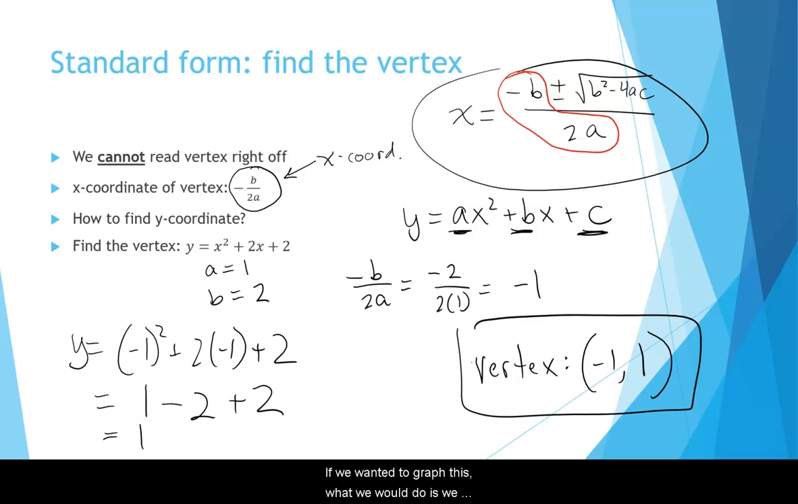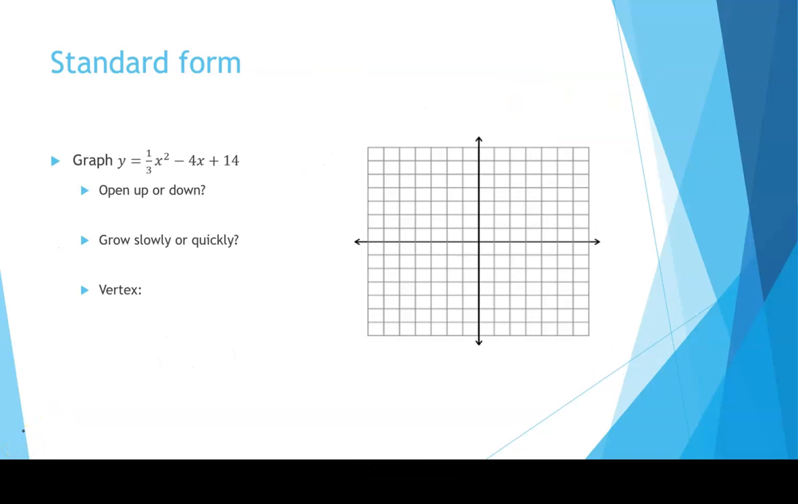If we wanted to graph this, we would make an xy table and start at negative 1 comma 1. Then we'd either use the pattern where we go up 1 over 1, up 3 over 1, up 5 over 1, because our a term is 1, or you could just plug in the next couple of numbers, solve for y for each one, and plot those points. So let's graph this, but before we get there, I want to answer some questions.